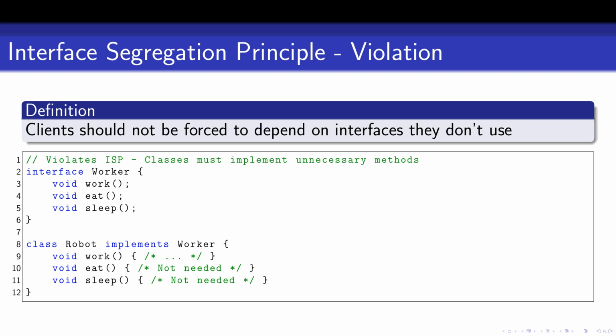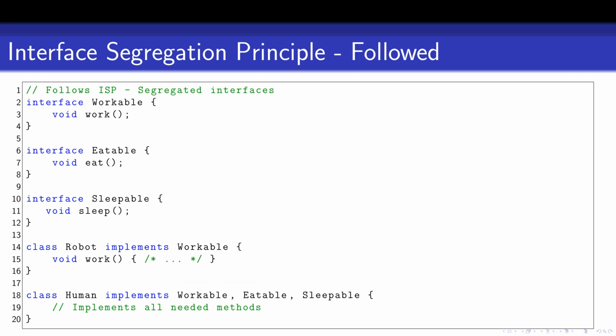This violation example shows a worker interface with unrelated methods: work, eat, and sleep. A robot class implementing this interface has to provide implementations for eat and sleep, which are irrelevant to robots. To follow this principle, the interface is split into smaller, specific ones: workable, eatable, and sleepable. Now, the robot class implements only workable, while the human class implements all necessary interfaces.